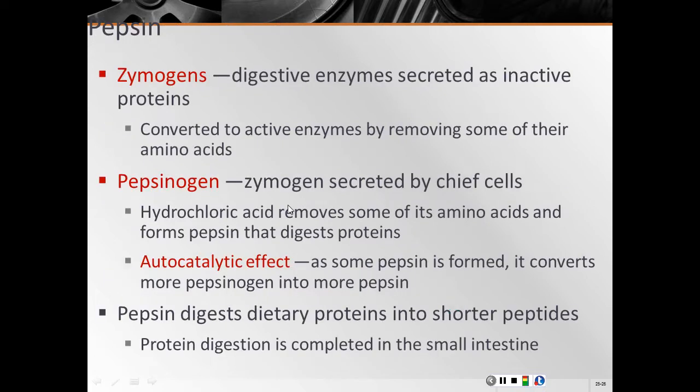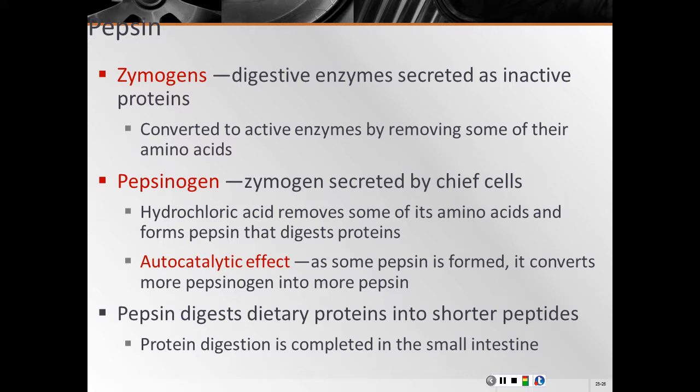When we look at pepsin, pepsin is one of the digestive enzymes secreted as an inactive protein called a zymogen, which is then converted to an active form by removal of certain amino acids. In the stomach, chief cells secrete the pepsinogen, and the hydrochloric acid removes some of the amino acids to convert it to pepsin.